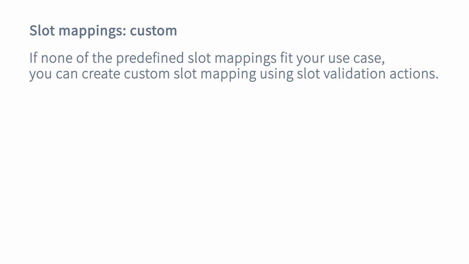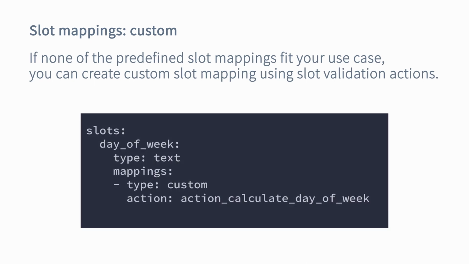And just like with almost everything in Rasa Open Source, you can customize things. If none of the predefined slot mappings fit your use case and you need something more specific, you can create your own custom slot mappings. To do that, you can use slot validation actions, which are a special case of custom actions. We will cover that a little bit later in the series. But to configure the custom slot mapping, all you have to provide in your domain file is a mapping type, which is custom, and the action name, which will be used for slot mappings.